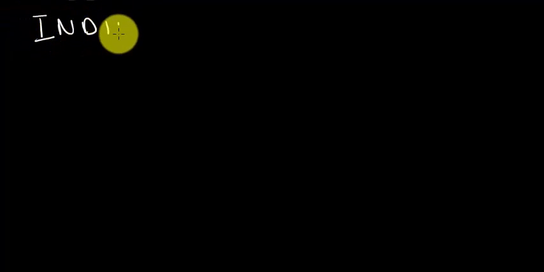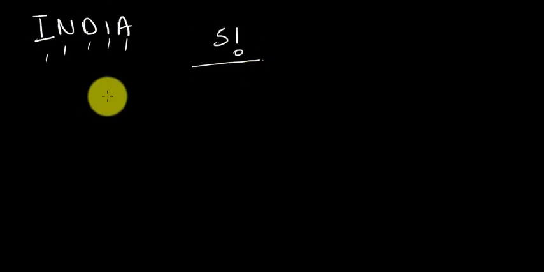How many ways of permuting the word India? Very easy. There are 1, 2, 3, 4, 5 letters, so 5 factorial divided by, well, I is repeating twice, so 2 factorial.